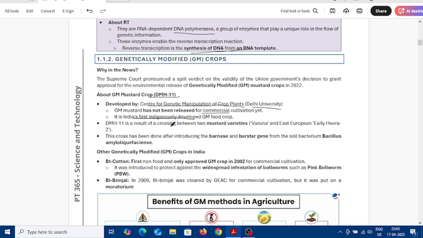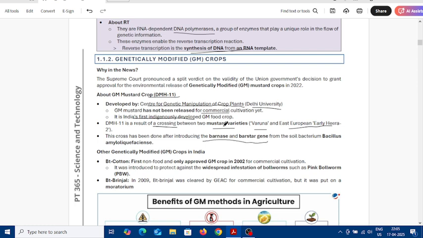DMH11 is a result of crossing. It's a cross between two mustard varieties, that is Varuna, and one East European, that is Early Heera variety 2. This cross was done after introducing the Barnase and Barstar genes. These Barnase and Barstar genes are from a soil bacterium known as Bacillus amyloliquefaciens.